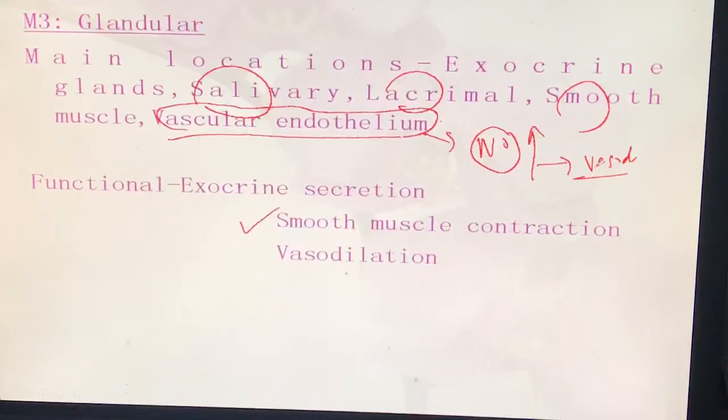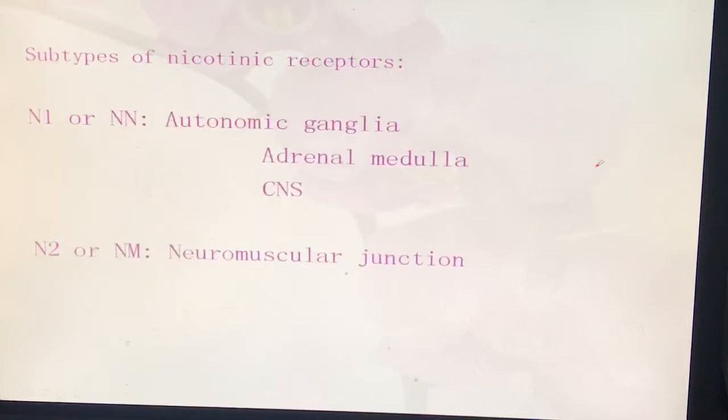This M3 receptor is present on the bronchiole, where it causes bronchoconstriction. This is the distribution of the M3 receptor.